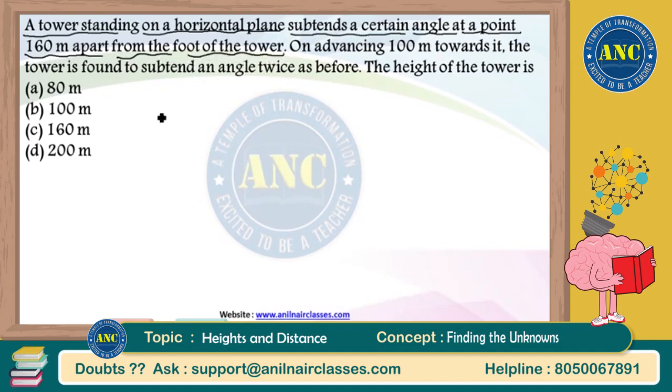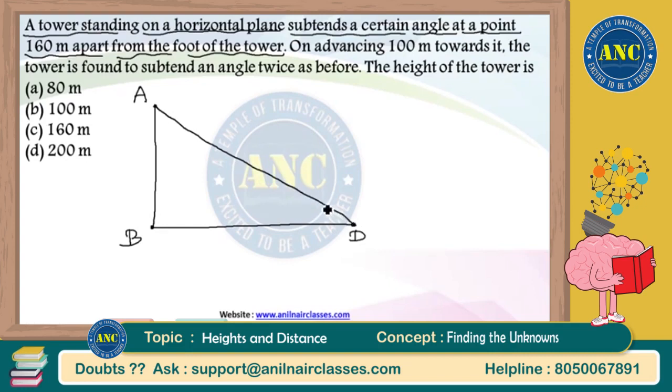That means there is a tower. Let me draw statement by statement. There is a tower which I will call AB. A tower standing on a horizontal plane. This is my horizontal plane. I will name this horizontal plane as BD. Subtends a certain angle at a point. This is a point I will assume. I will take that point as D itself. Subtends a certain angle. I don't know what the angle is.